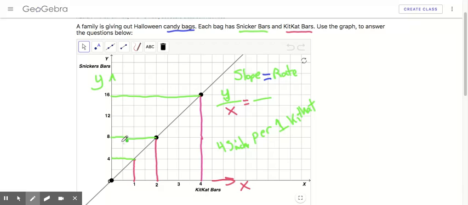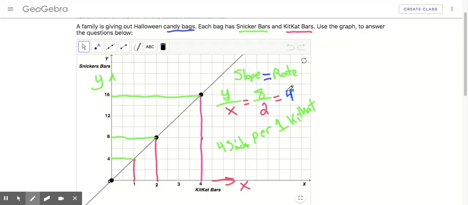So we have our y. Let's say we're going to say 8. We had 8 Snickers bars. If we have 8 Snickers bars, we go over and down, and we see we have two Kit Kat bars. So what does that equal? 8 divided by 2, and that's the key here. We want to just do this division to figure out what's happening. So 8 divided by 2 is 4.